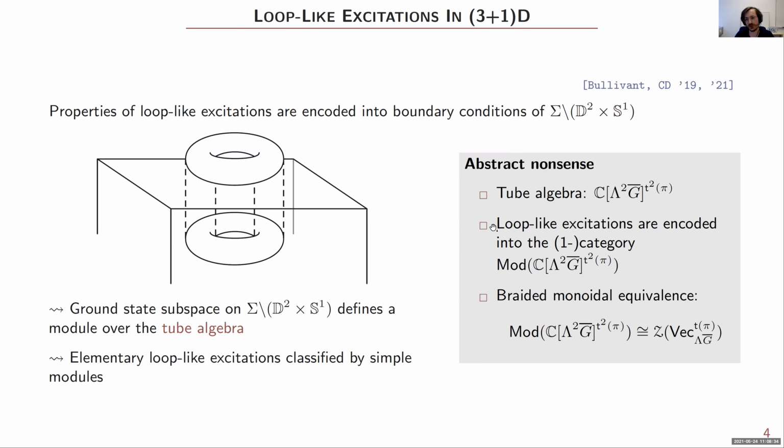Algebraically, it looks very much like the 2+1D scenario. It's just that everything is adapted accordingly. We have a sort of new tube algebra. The loop-like excitations are still encoded into a one-category, which is the category of modules over the tube algebra. And there is an equivalence that is analogous to the one we have in 2 dimensions.